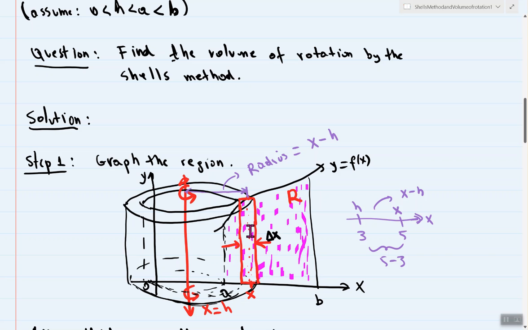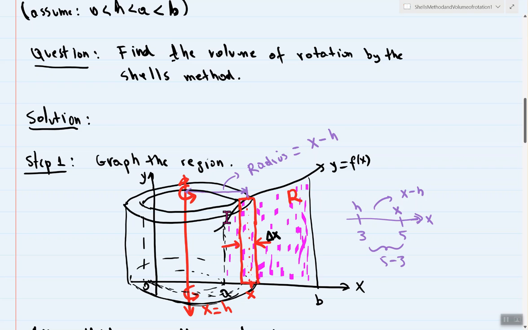Another thing that is different from both the disk method and the washer method is that the cross-section rectangle is parallel to the line of rotation. Recall that for the disk and the washer, the cross-section line is always perpendicular to the line of rotation. But for the cylindrical shell, the cross-section rectangle is parallel to the line of rotation.